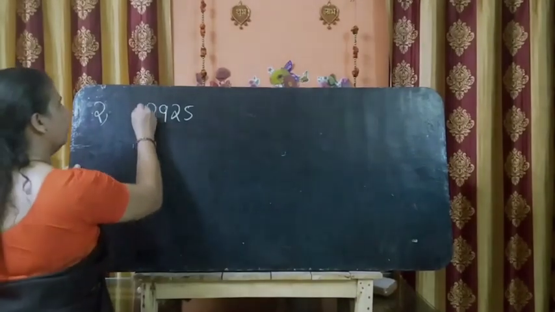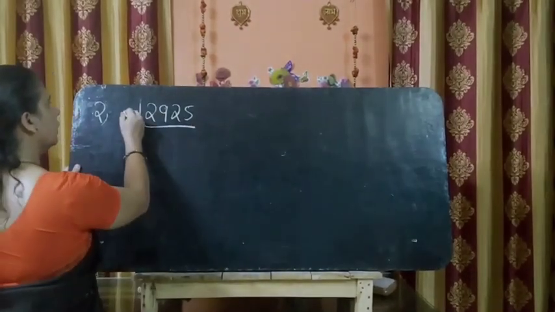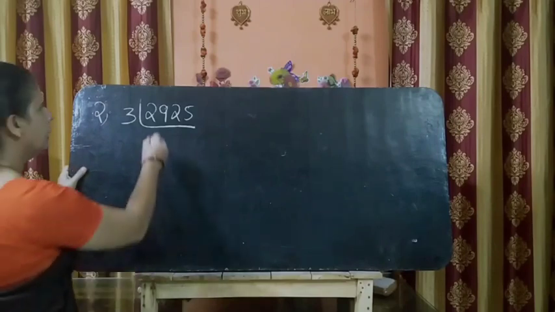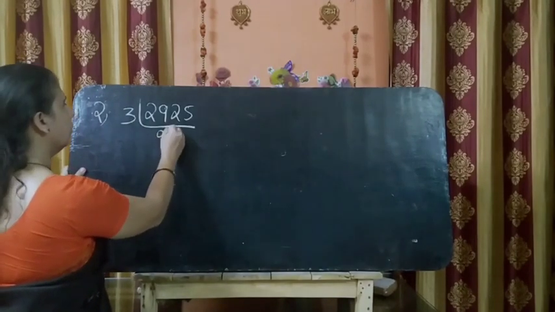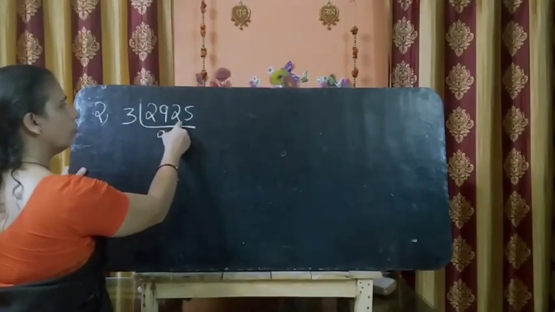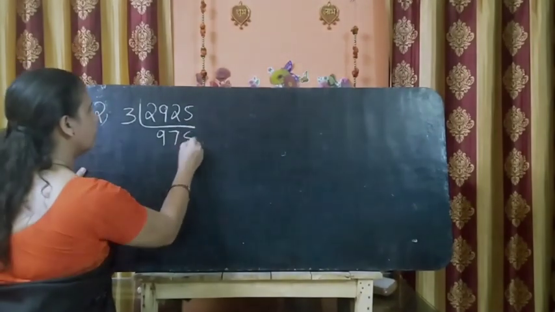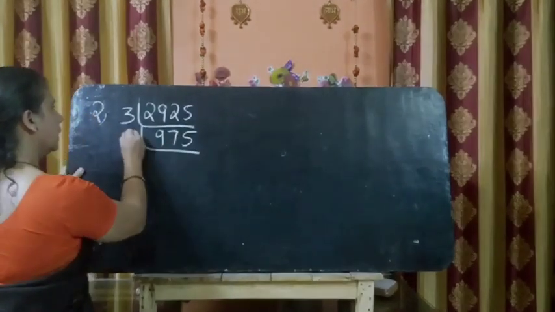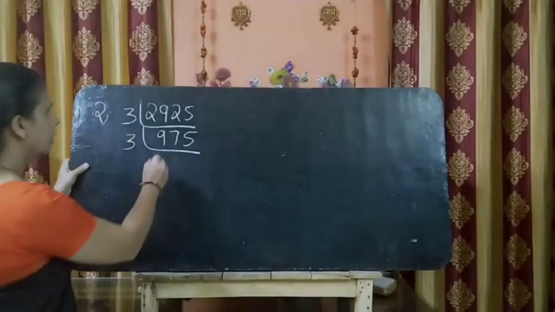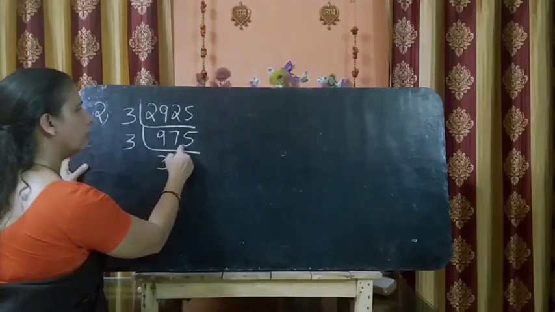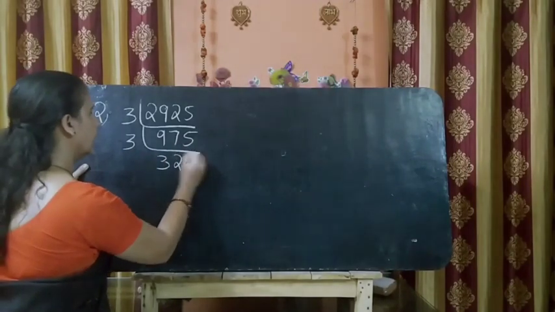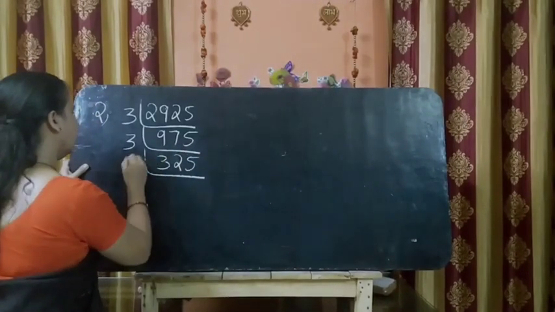Take the factors of this number. Then factor is 3; 9 3s are 27. 2 left, number will become 22. 7 3s are 21. 1 left, 15. 5 3s are 15. Then take the factor 3. 3 3s are 9, 3 2s are 6. 1 left, number will become 15. 5 3s are 15.